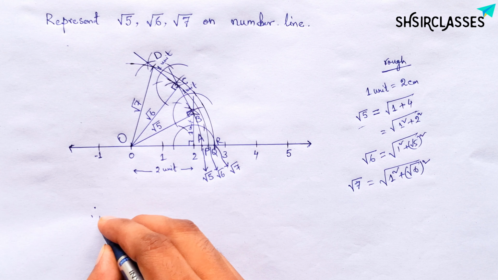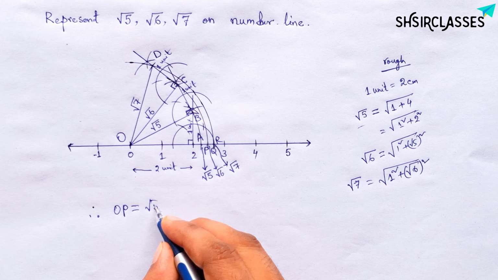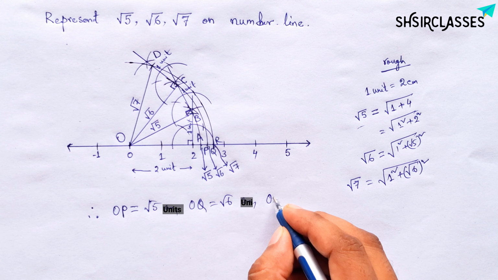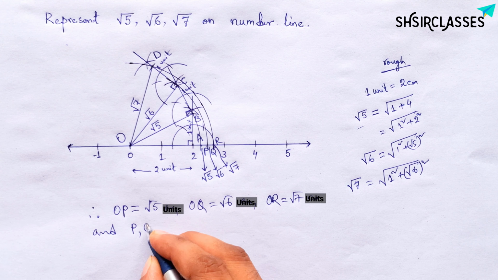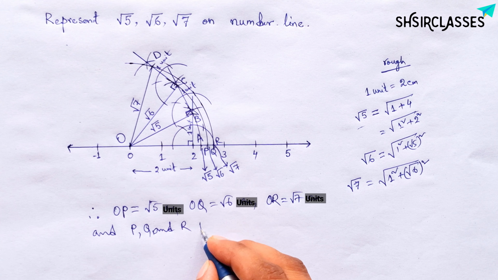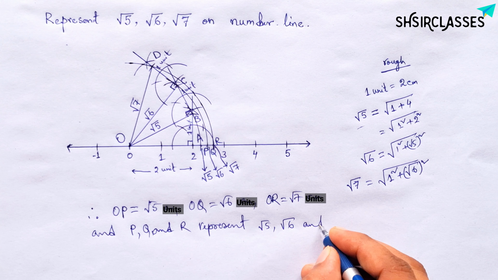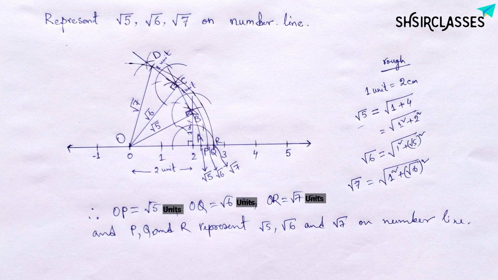Perfect. So therefore OP equals root 5, OQ equals root 6, OR equals root 7, and P, Q and R represent root 5, root 6 and root 7 on the number line. So in this way you can represent root 5, root 6 and root 7 on the number line. That's all.